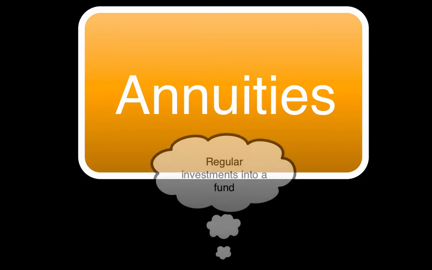Okay fellas, so now we're going to kick off with annuities. Now the difference between annuities and basic compound interest is that annuities means there's a regular investment into a fund. So every year, for instance, at the beginning of each year you might invest $1,000 each year, and they will earn different amounts of interest depending on how long they're in the fund.